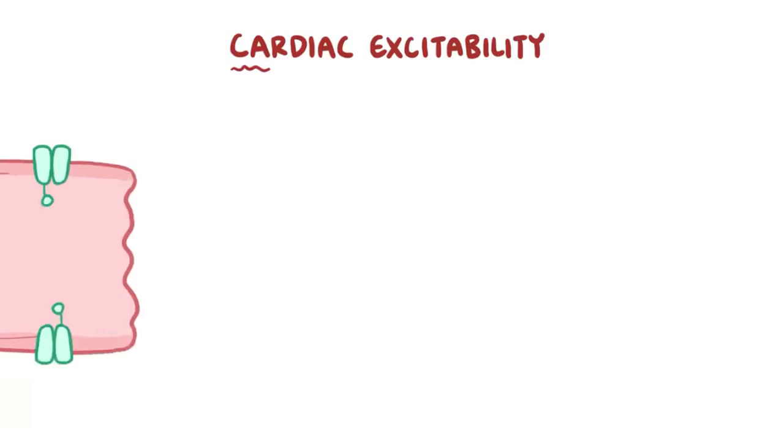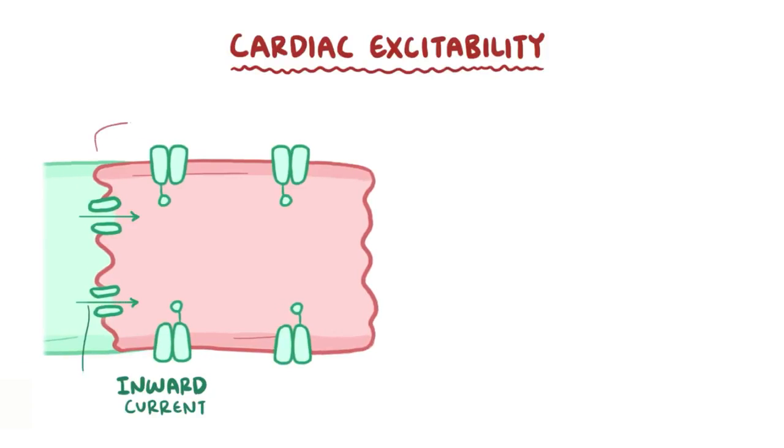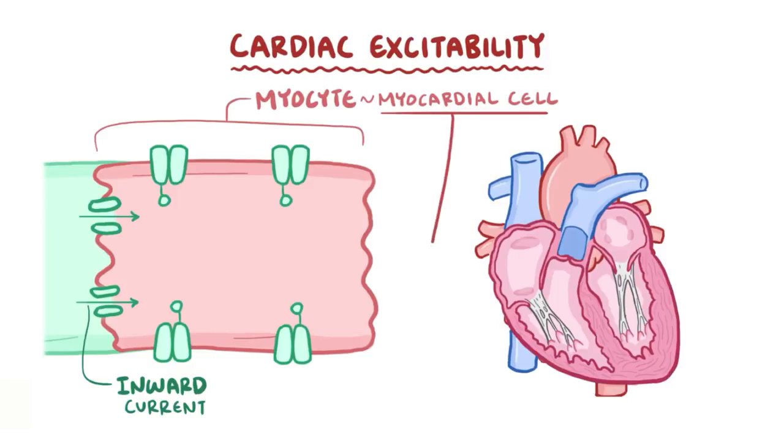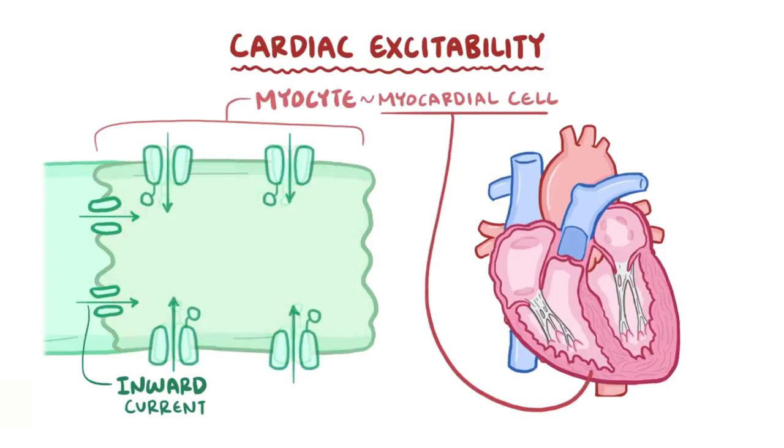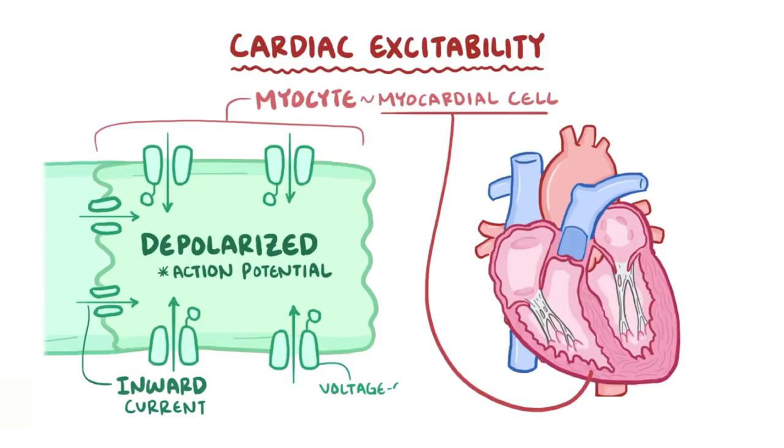Cardiac excitability refers to the amount of inward current needed by myocytes, otherwise known as myocardial cells, which are the cells in the muscular middle layer of the heart, to depolarize or generate an action potential. Whether or not it depolarizes depends on if the voltage-gated sodium ion channels are excitable or not.